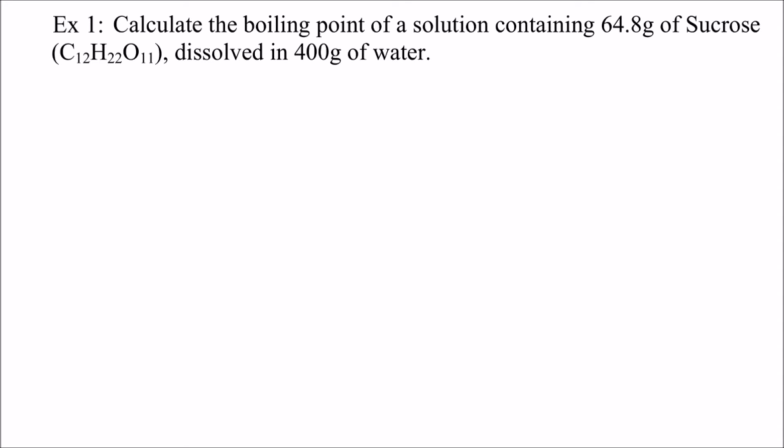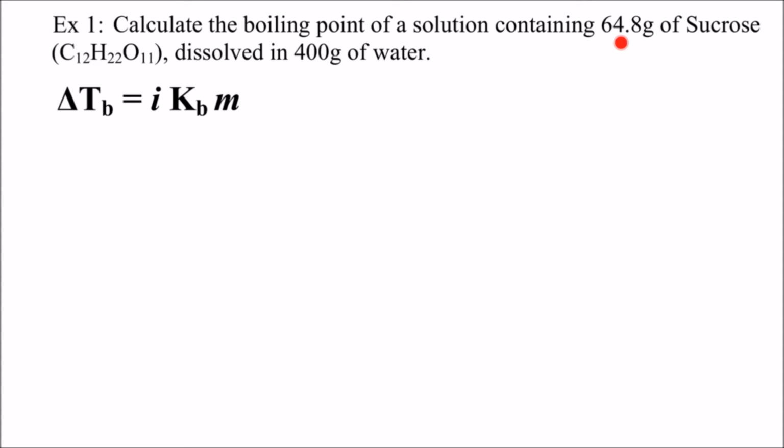Alright, so let's do an example question using our new formula. So it says calculate the boiling point of a solution containing 64.8 grams of sucrose, remember that's a sugar, table sugar, dissolved in 400 grams of water. So the first thing we need to do is write down our equation for the change in the boiling point. Okay, and now we need to decide what things we know and what things we don't know.